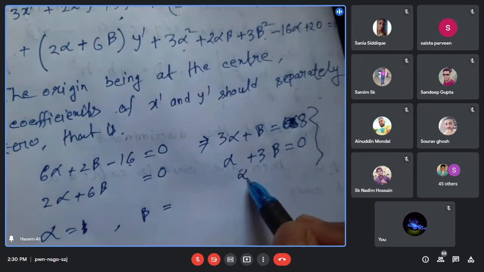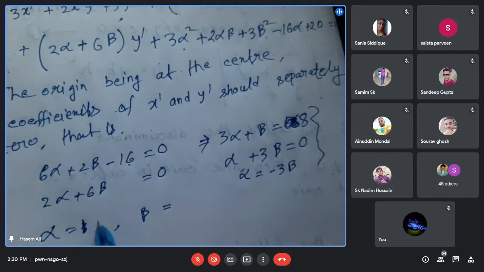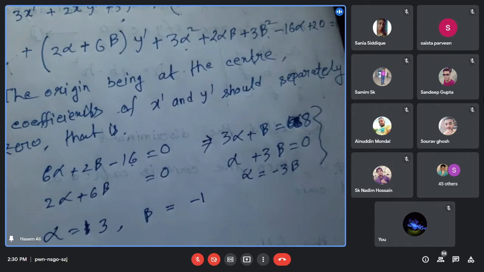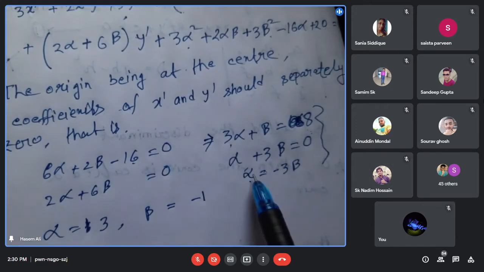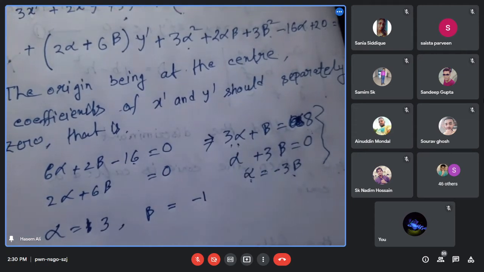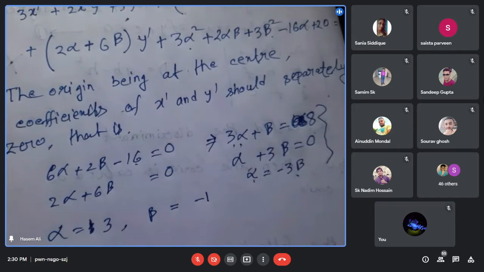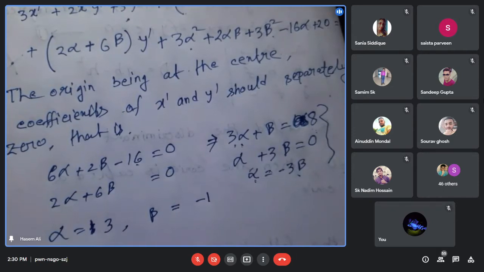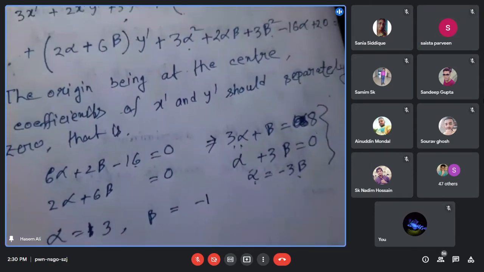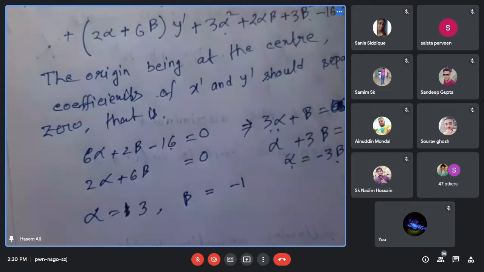See this here, for this equation, alpha equals minus 3 beta. Just put minus 3 beta instead of alpha, then minus 9 beta plus beta, minus 8 beta equals 8, so beta equals -1. Yes, sir, my fault. So alpha equals 3, beta equals -1. So the center of the conic is (3, -1).